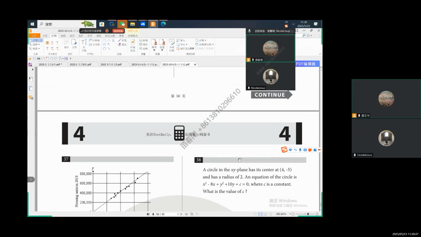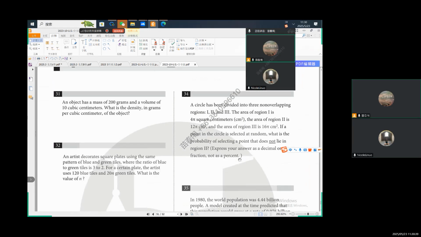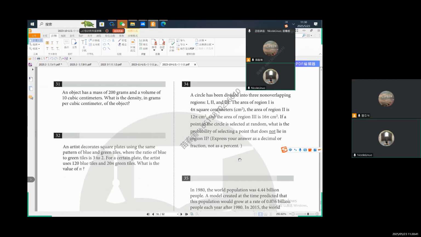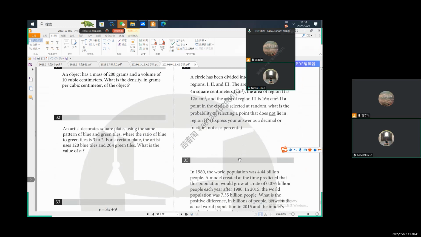Circle is okay, right? If we skip all circle questions, I think circle's okay. Because I also graph it, so it's okay.